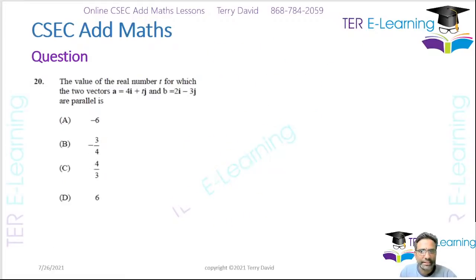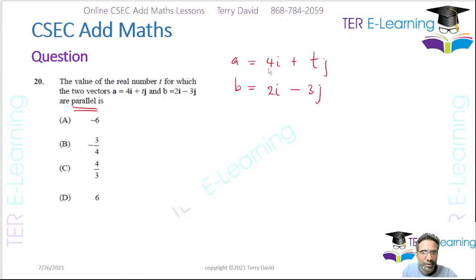Right, so that's question 19. Question 20 now, we have two vectors. We have vector A, which is 4i plus tj. And we have a vector B here, which is 2i minus 3j. Right? So there's a j here. Now they said the two vectors are parallel. If two vectors are parallel, what that means is that one vector is a multiple of the other.